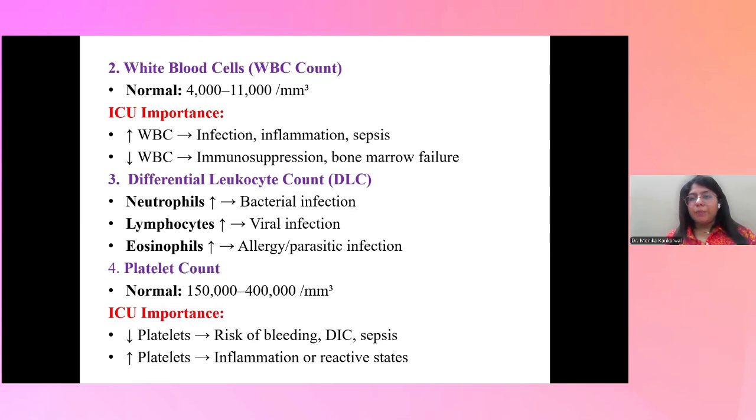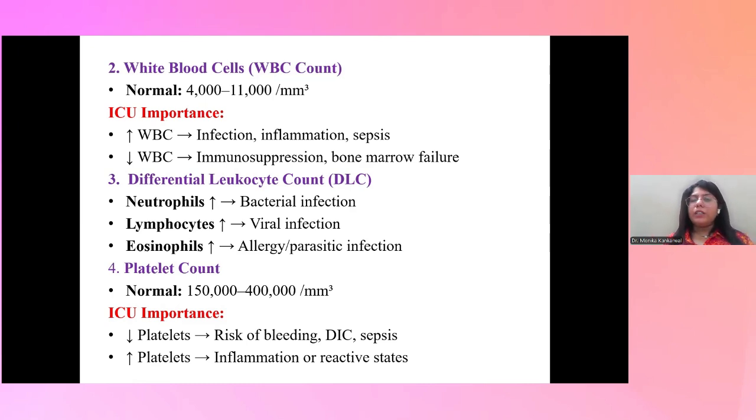Now the fourth component is platelet count. So as you all know, the normal platelet count ranges from 1,50,000 to 4 lakh per cubic millimeter. And the importance of platelets in ICU setting is that an increase in platelets will tell you about inflammation or reactive states, like reactive thrombocytosis. So that will indicate what to start and how to start for the patient, so that the cascade can be stopped.